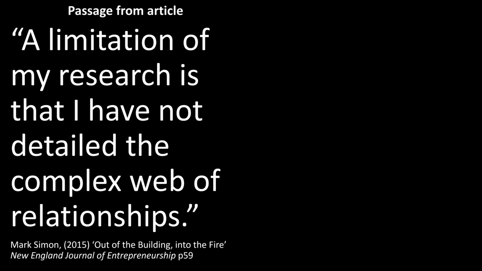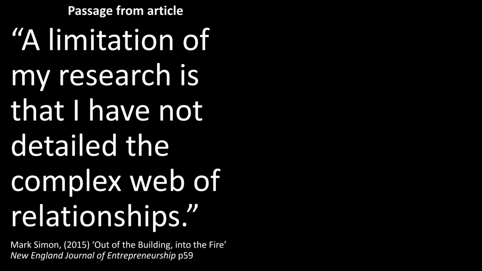This is an example of a limitation mentioned by an author. So we are reading Mark Simons' paper and we find this passage. Mark Simons states, "A limitation of my research is that I have not detailed the complex web of relationship." Great. He has given us a critique.